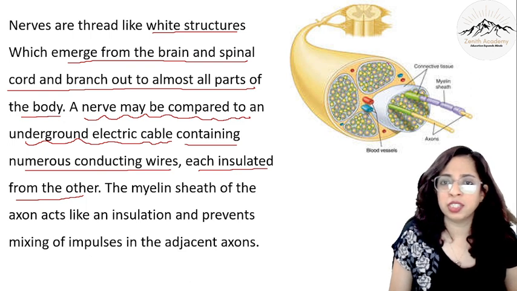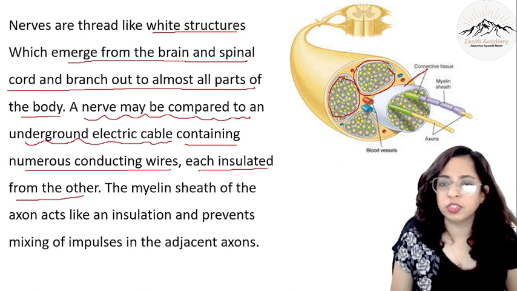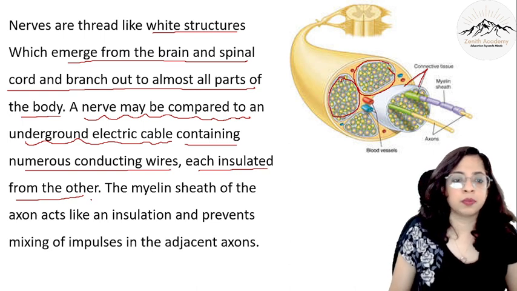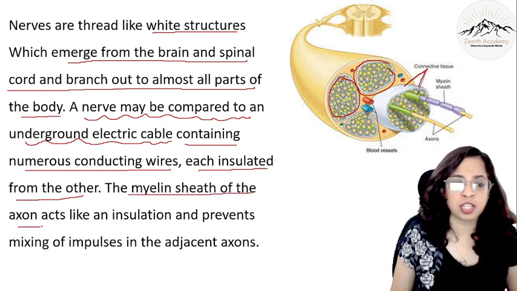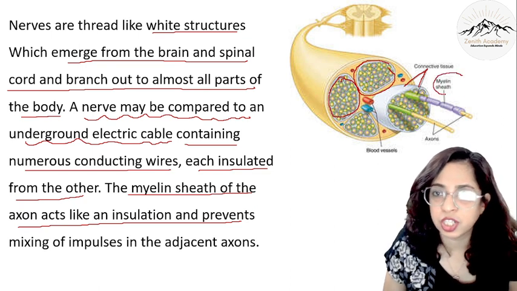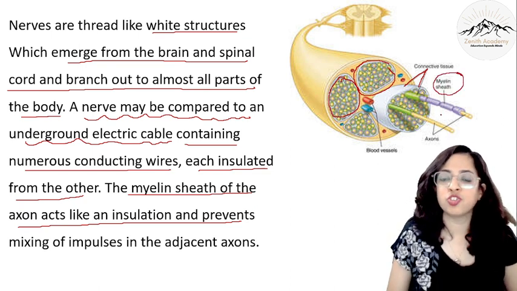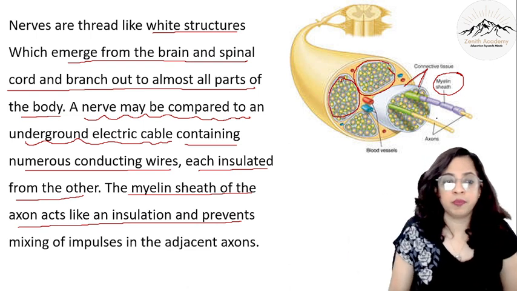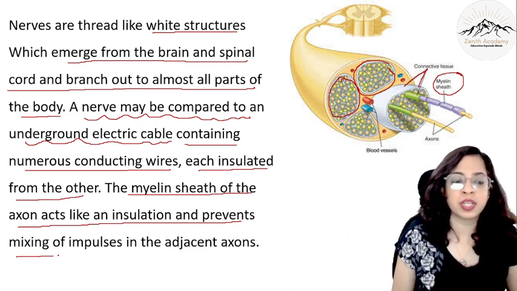Right, can you see here? These can be considered as one bundle, and these two are insulated from each other. Right? Can you see this connective tissue which is insulating it? Okay. The myelin sheath of the axon acts like an insulation. Can you see here this myelin sheath? It is acting like an insulation for each of the nerve fibers. Okay. And prevents mixing of impulses.